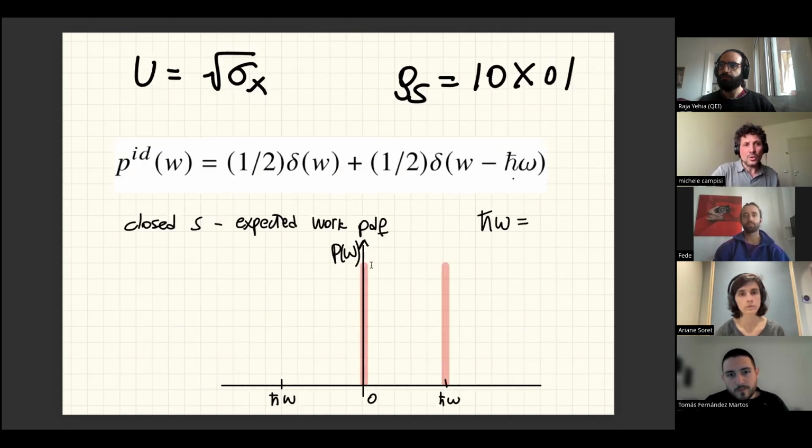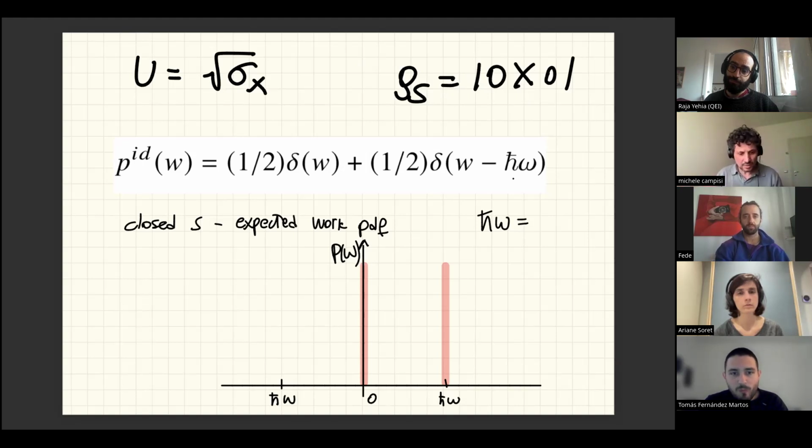So we said, okay, what is the process that we want to probe? Let's say the driving U is some random unitary. We chose square root of sigma x. Okay, and we prepared our qubit in the ground state.